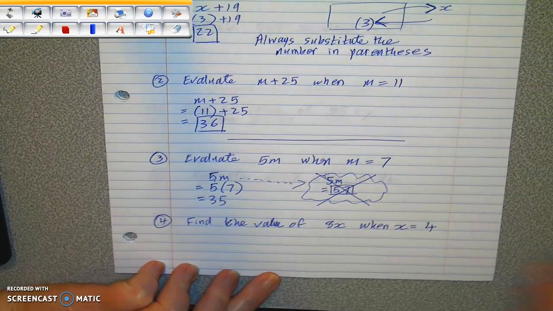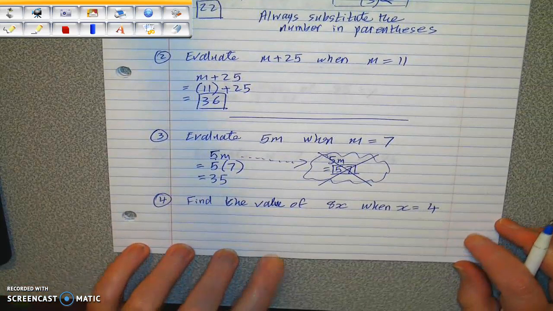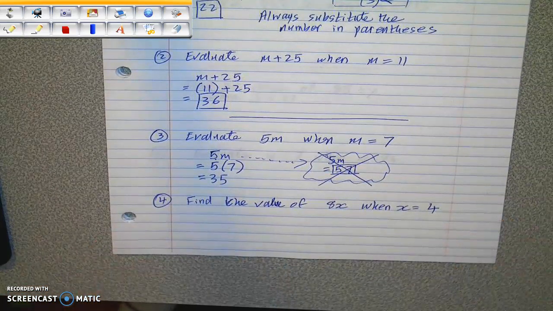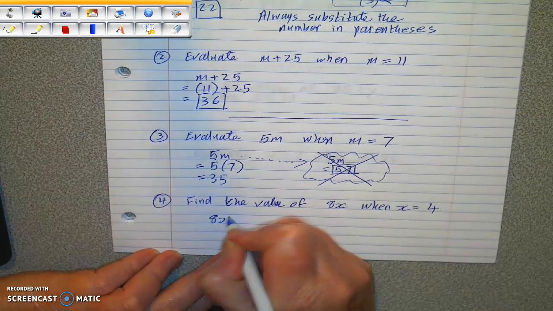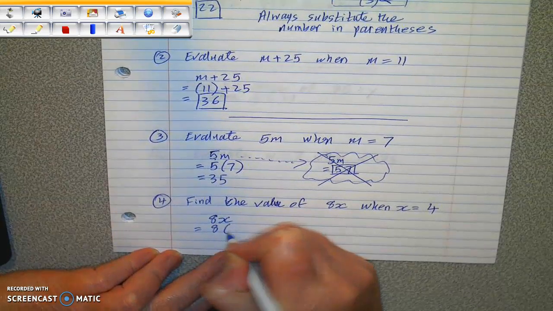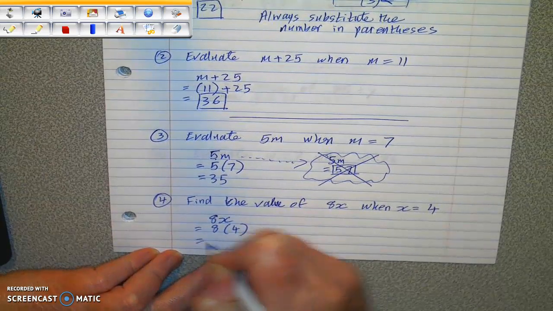I'd like you to try number 4. Find the value of 8x when x equals 4. And here would be the answer, 32.